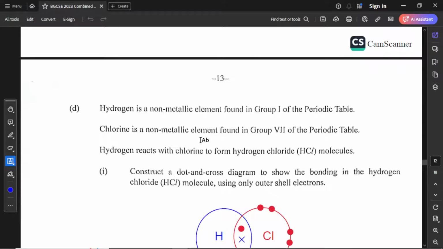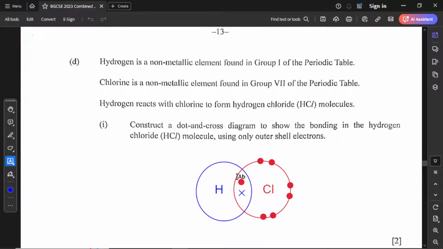All right. Now, chlorine is a non-metallic element as well, found in group 7 of the periodic table. It said hydrogen reacts with chlorine to form hydrogen chloride, otherwise called hydrochloric acid. And we construct a dot and cross diagram to show the bonding in the hydrogen chloride molecule using only the outer electrons. So again, hydrogen has 1 electron.